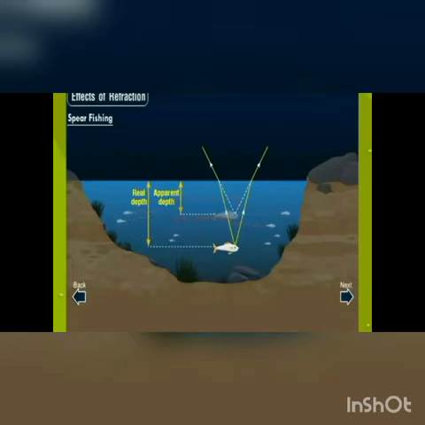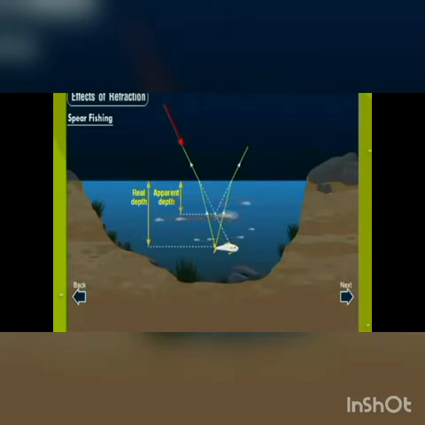Thus, if the fisherman aims at the head of the image of the fish, the spear will hit in front of the actual fish. However, if the aim is at the tail of the image, it is likely to hit on the head of the actual fish. Go through the ray diagram to understand this.